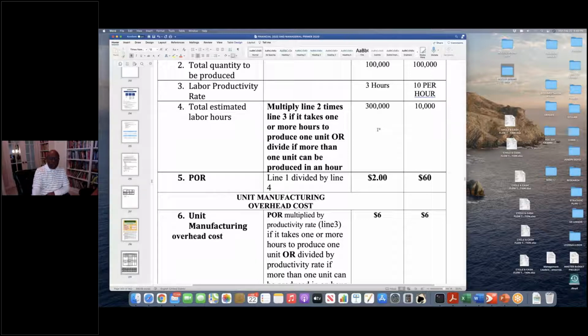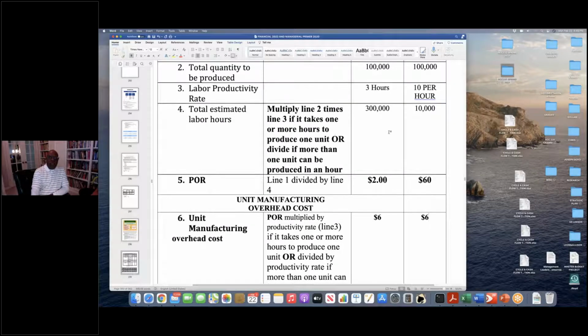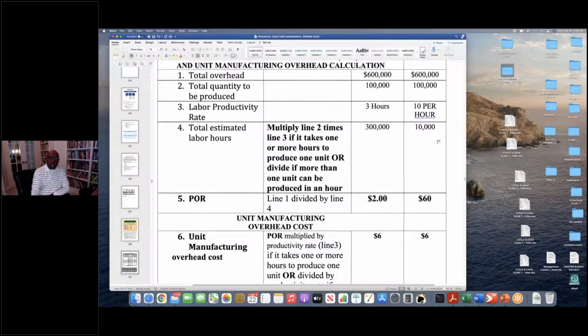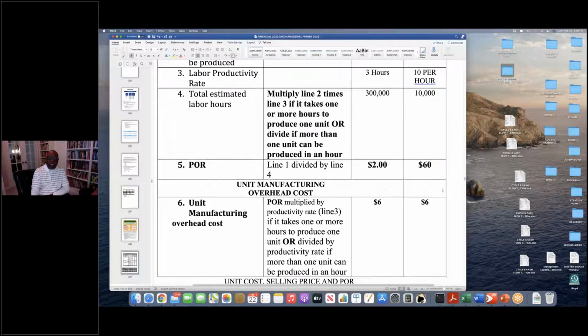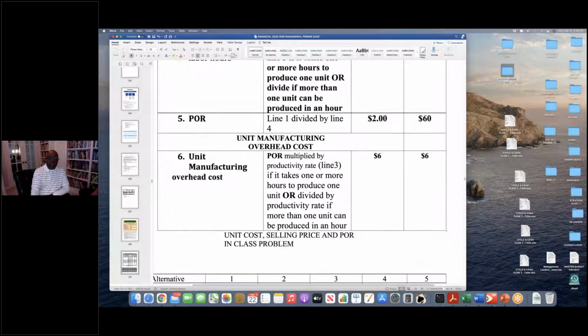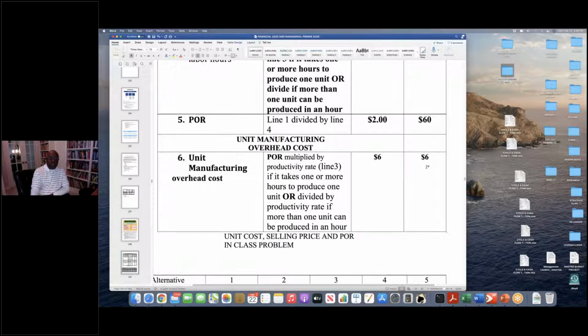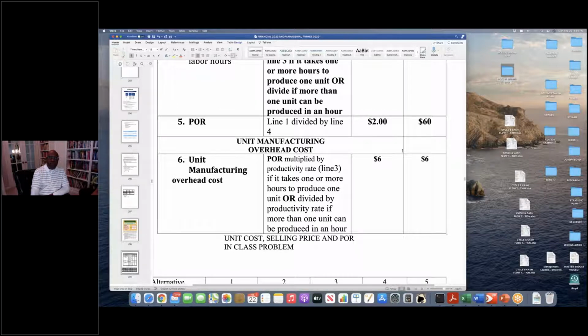So notice what's happening to calculate the unit cost. We multiply when it takes more than an hour. We multiply it times this POR to get 6. But if we can make more than 1 an hour, we're going to divide by 10. We're going to get the same 6. So this gives us the POR, this gives us the unit cost.